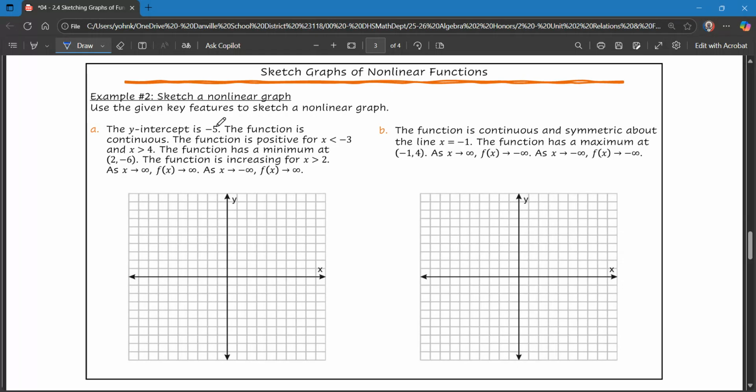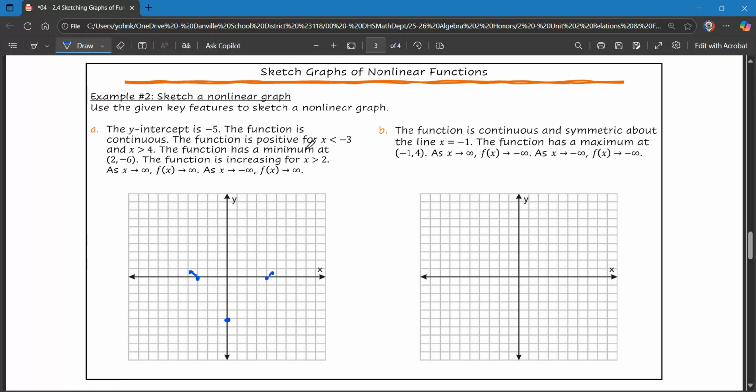Letter A, the y-intercept is -5. So 1, 2, 3, 4, -5, put a dot. All right, the function is continuous. That means there's no breaks or gaps. The function is positive for all x's less than -3 and x is greater than 4. So that means at -3 on the x's, we're supposed to be positive to the left. And at 4, we're supposed to be positive. So I'm just going to put little arrows here to remind myself that I'm supposed to be going up. That means in between, we're probably going to be negative, somewhere down below the x-axis.